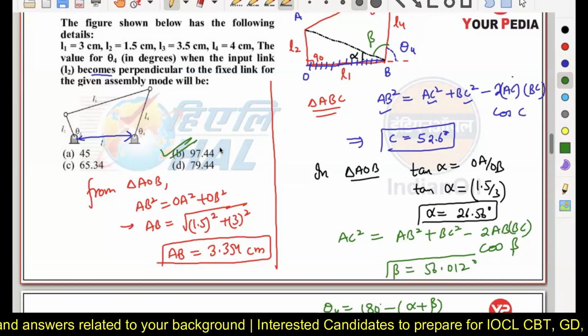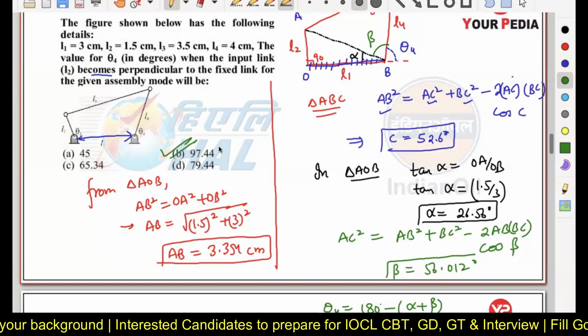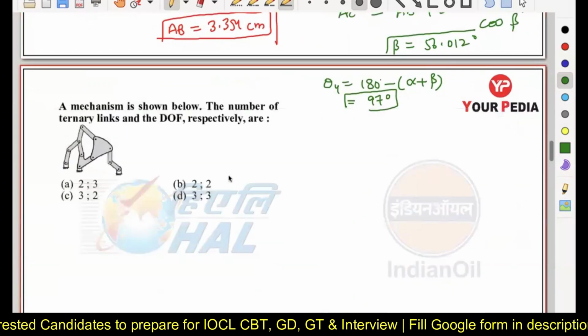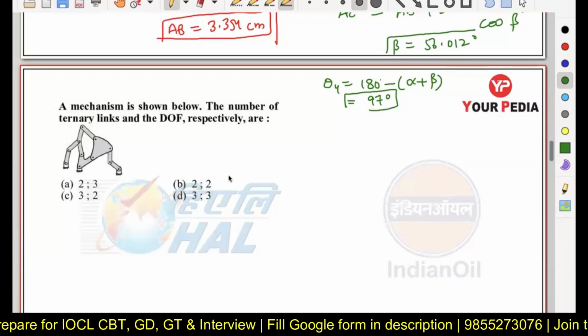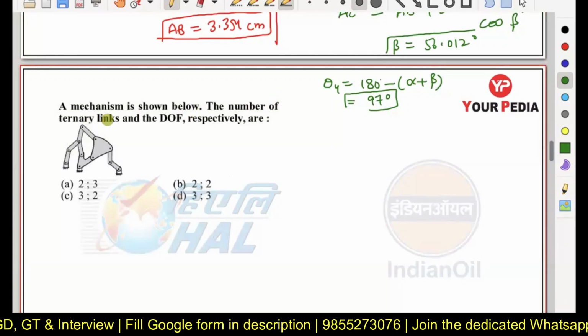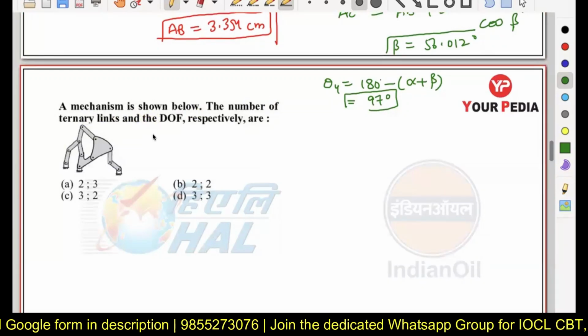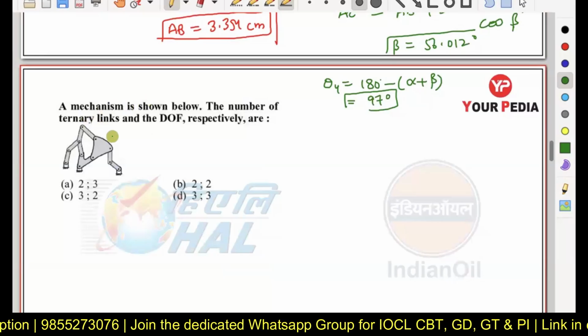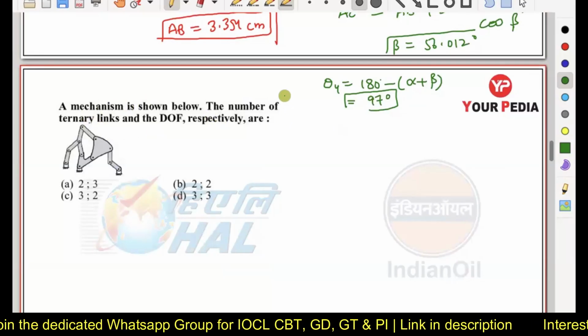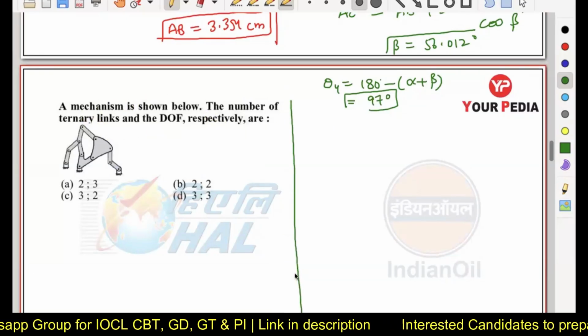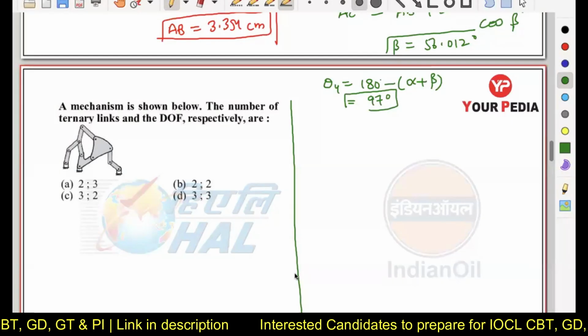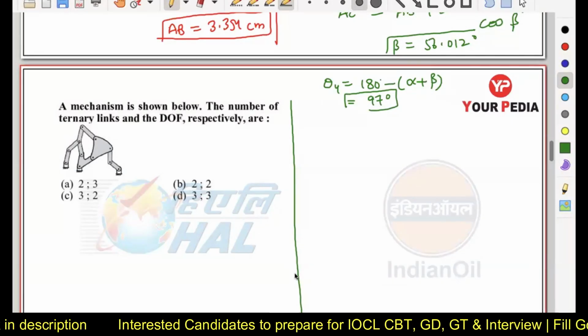Next part. A mechanism is shown below. The number of ternary links and the degree of freedom respectively are. Now, what is the meaning of ternary link? So we have seen how many types of pairs there are. We have defined a simple binary joint, quaternary joint, and ternary joint.